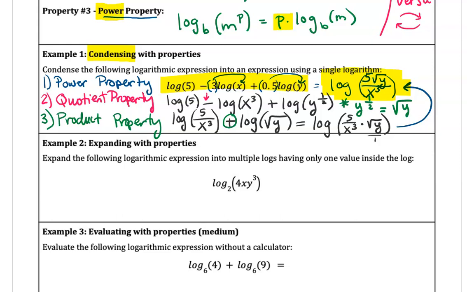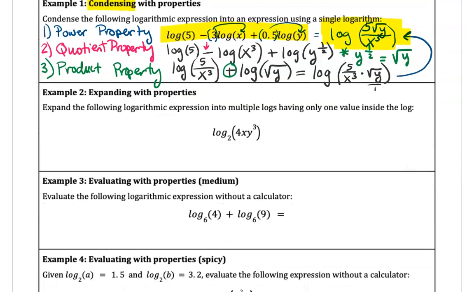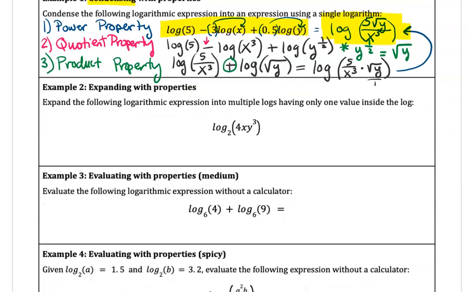Now in example 2, we're going to look at how we can expand a single log using those same properties. So for this one, I'm going to start with the product property because I notice I have a product of 4 with x and x with y cubed. I have 2 separate products. So I can think of this one log. This is a log base 2 of this entire product.